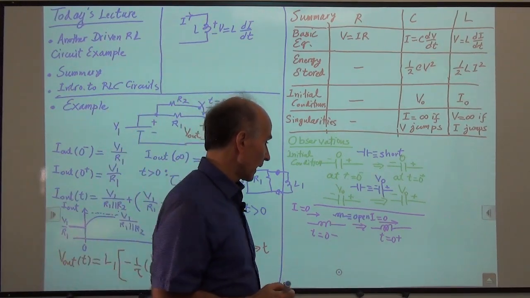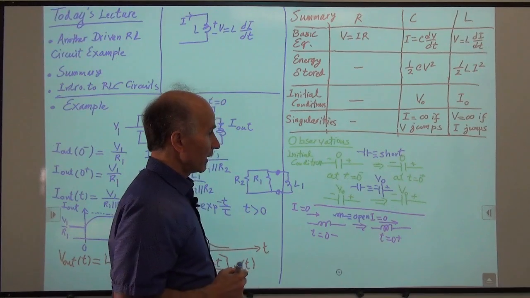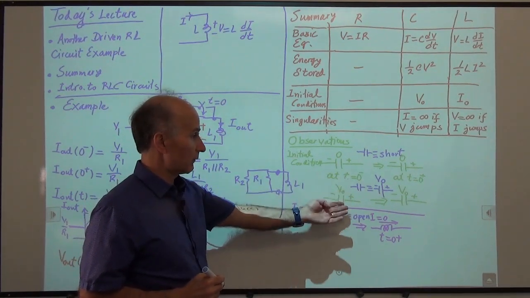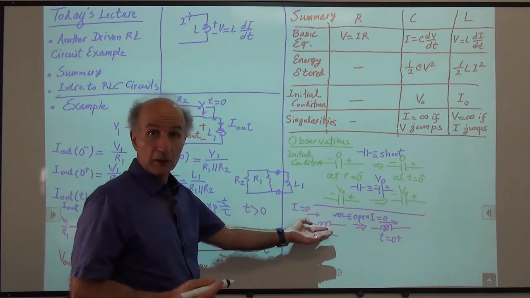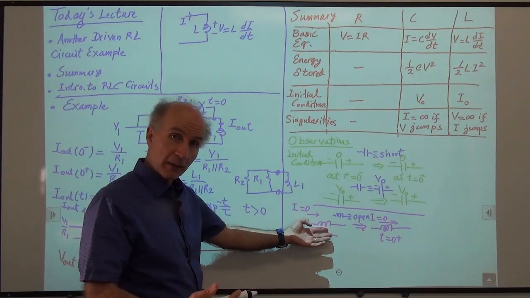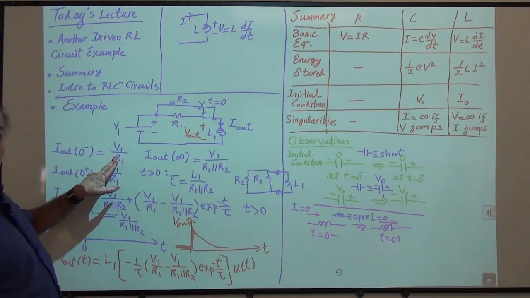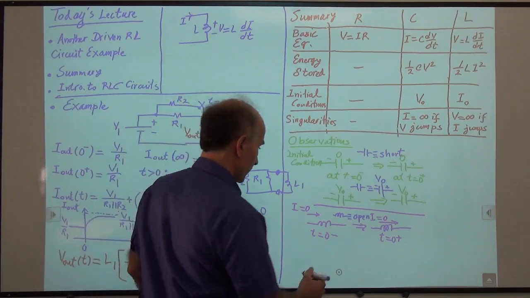Okay, how about when we have a finite current through the inductor? Here the current, remember here the voltage was not 0, here the current may not be 0 at time 0 minus. In fact, we had that example right here, remember? At 0 minus, the current was not 0. Okay, so let's do that.